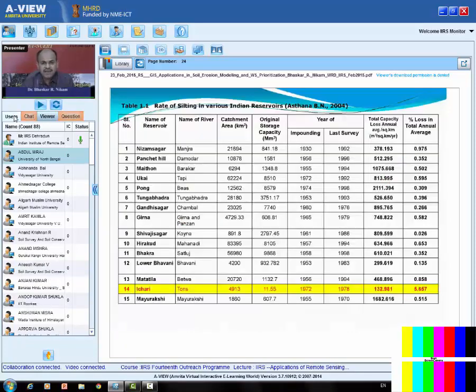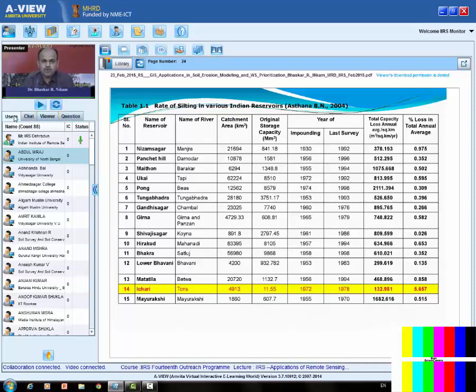I'm just trying to highlight here a few reservoirs, where you can see the Ichari Dam, which is on Tons River, a tributary of Ganga. The loss of capacity is almost 5% every year. So you can see after 20 years, this reservoir will be of no use. The entire live storage will be filled with silt, and it is not possible to desilt these kinds of reservoirs. It's a very costly affair.